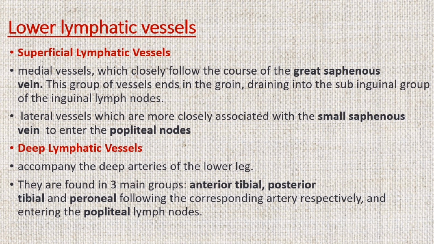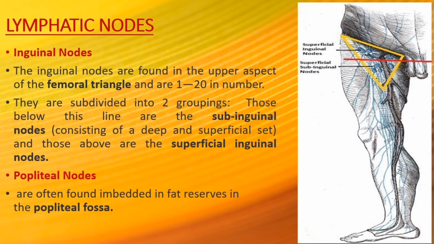Deep lymphatic vessels. These are far fewer in number than their superficial counterparts and accompany the deep arteries of the lower leg. They are found in three main groups: anterior tibial, posterior tibial and peroneal, following the corresponding artery respectively, and entering the popliteal lymph nodes. Lymphatic nodes. There are two nodes in the lower limb: inguinal nodes and popliteal nodes.